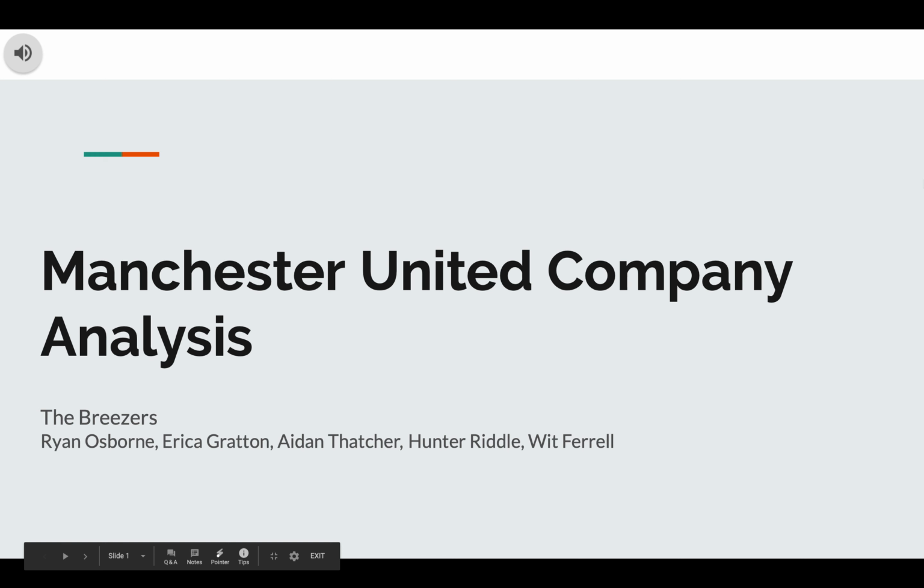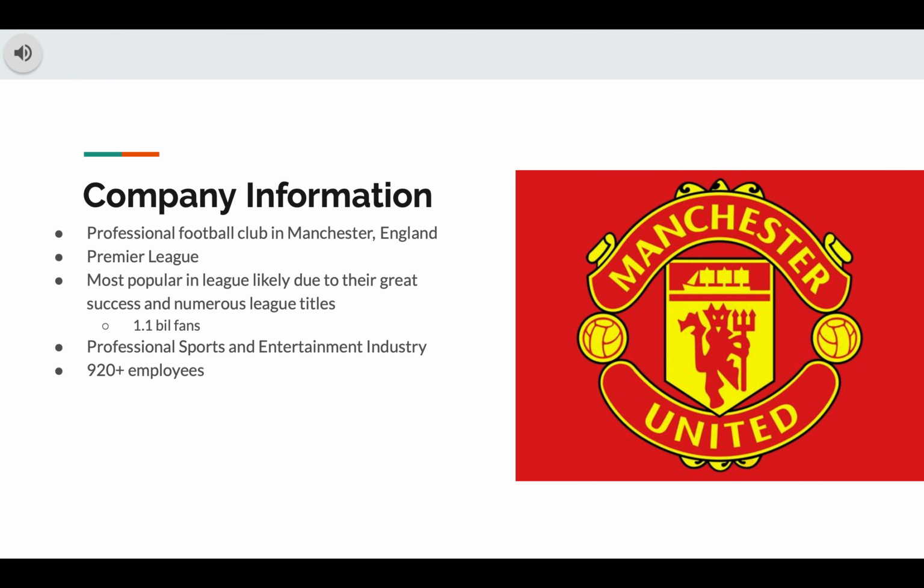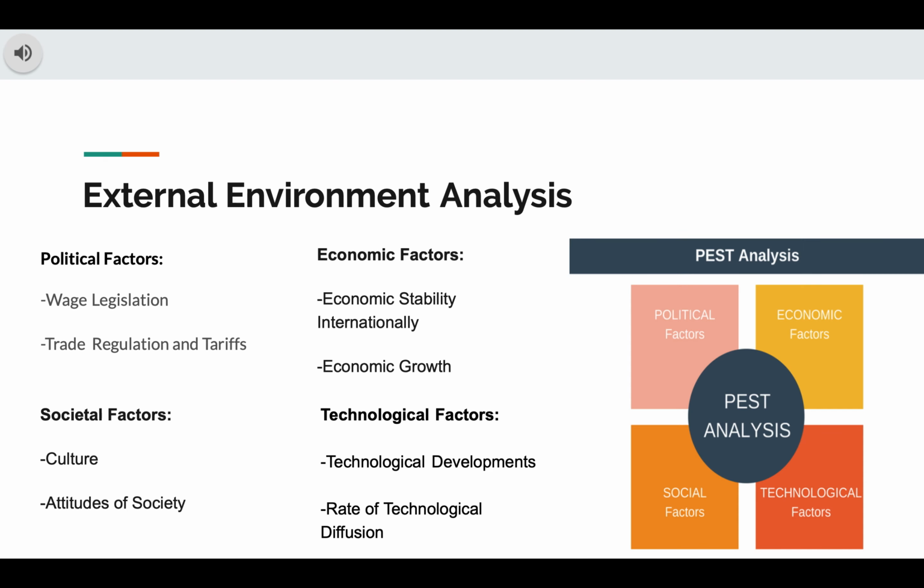We chose to analyze is Manchester United. Manchester United is a professional football club in Manchester, England, and is a part of the Premier League in Europe. With over 1 billion fans, the team is the most popular in the league, likely due to their great success and numerous league titles. Their company of about 920 employees we have classified into the professional sports and entertainment industry.